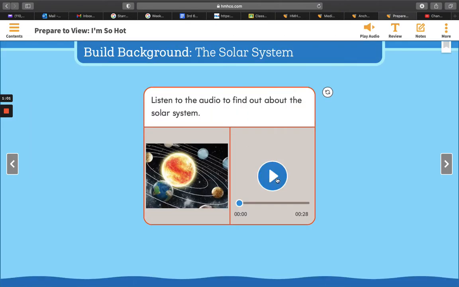Let's build a little background. The solar system is made up of all the planets that circle around or orbit the sun. Earth is one of those planets. Mars, Jupiter, and Saturn are some of the others. The solar system is also full of moons, asteroids, and comets. All of these objects try to fly away from the sun and into outer space, but the sun's powerful gravity pulls them back. That's what keeps them all orbiting around it.